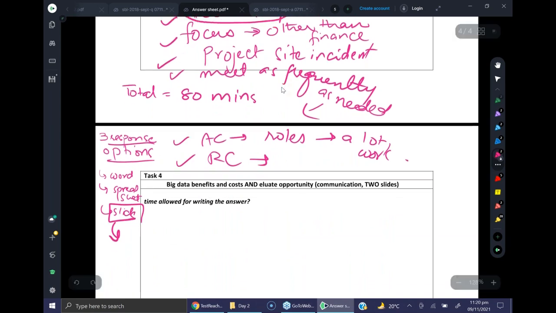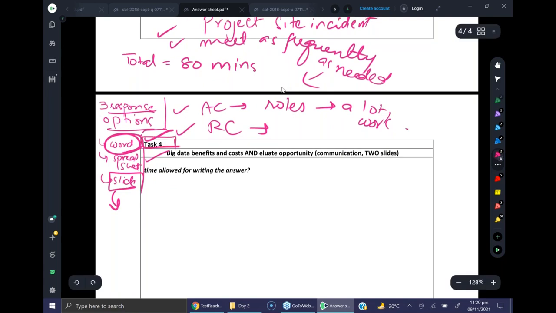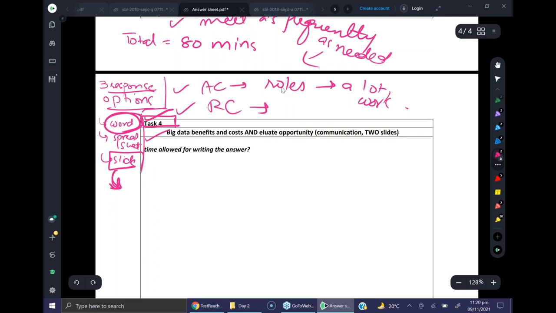Now, there are 3 response options in the exam. Most of the time the answer goes in the Word format. If there are some calculations, you can use a spreadsheet, but please be very careful about mentioning the number of the question and the part you are solving on both Word and spreadsheet. Slides are only used when they are clearly required, like in task 4, where you are supposed to make 2 slides. When you click on this slide format, you get slides like this.